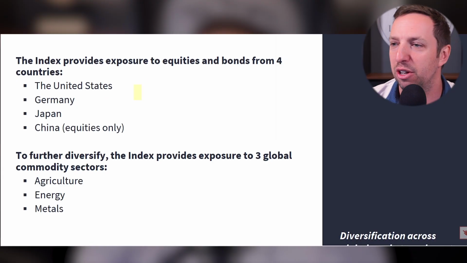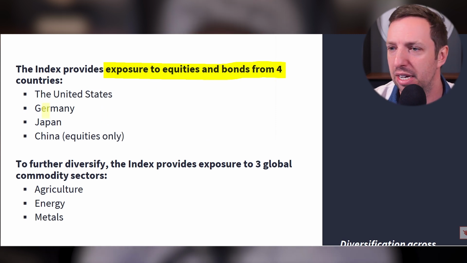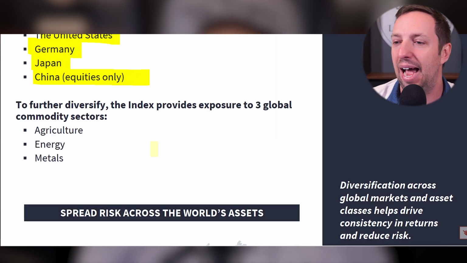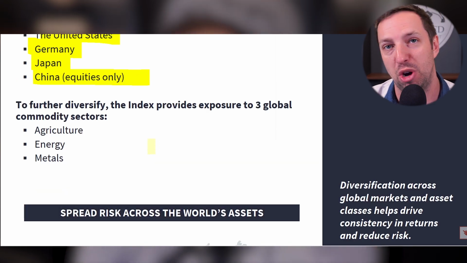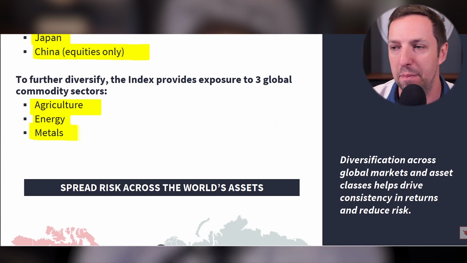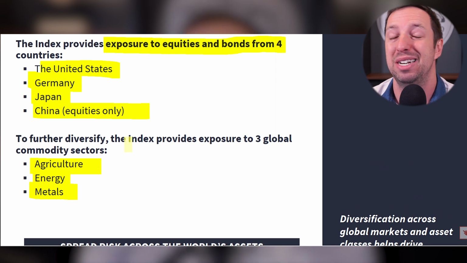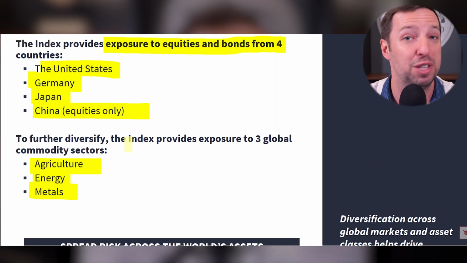Of all the allocations we've just discussed, this one seems the most innovative. So what are they trying to do? Well, they're trying to give you exposure to equities and bonds from 4 different countries. So we have the US, Germany, Japan, and China, but China is equities only. And to further diversify, they're trying to expose you to 3 commodities: ag, energy, and metals. On the face of it, I like this because there's lots of diversification built into this particular index, but the proof is in the pudding, as they say.